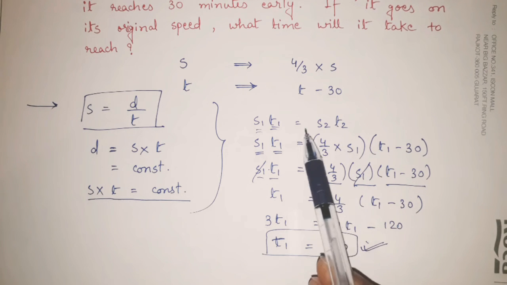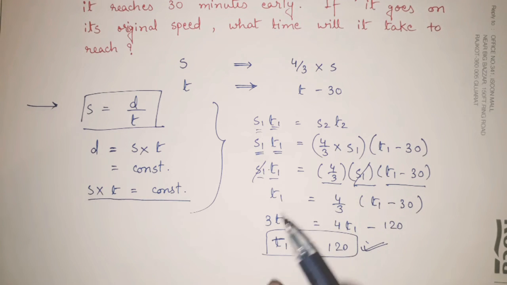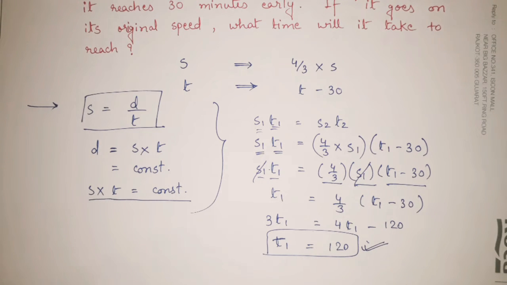We just compared the new speed and time with the old speed and time, and after the simple calculation we got the answer as 120. So 120 is our required time.